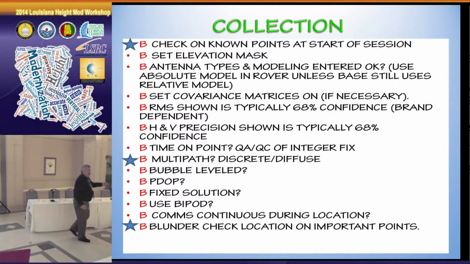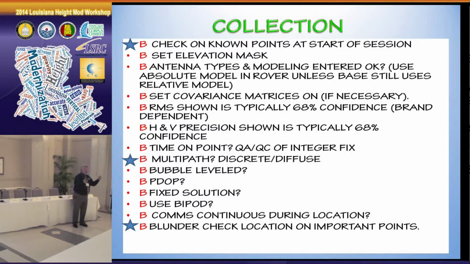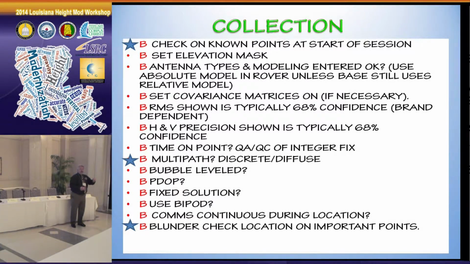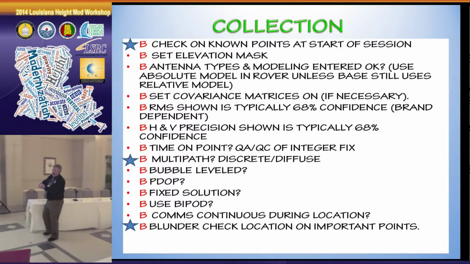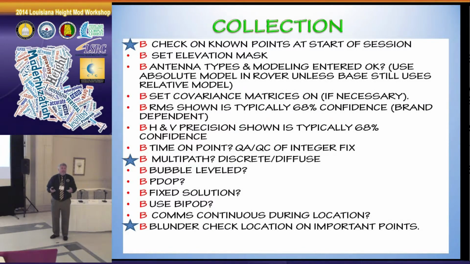Go about 100 feet away, and whatever you have to do to turn off the satellites, dump your antenna, whatever you have to do to reinitialize, do so. Go back to your point and get another location and just see how it compares. Does it compare good enough to what you want? If you want 2 centimeters, does it compare 2 centimeters or better? Okay. So that's a blunder check. It's not redundancy, it's a blunder check.